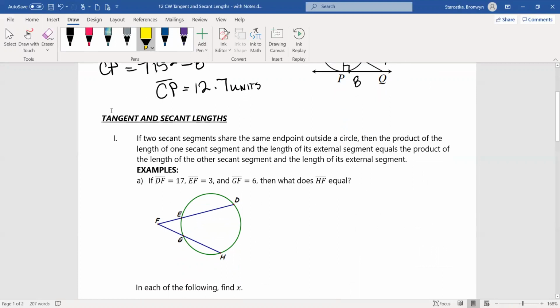Here we go. If two secant segments share the same endpoint outside the circle, so two secant segments, same endpoint outside the circle, then the product of the length of one secant and the length of its external segment equals the product of the length of the other secant segment and the length of its external segment.